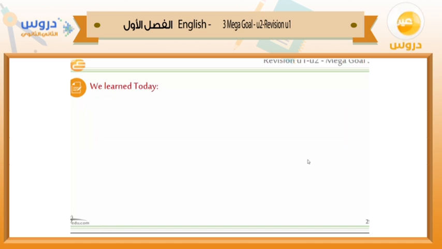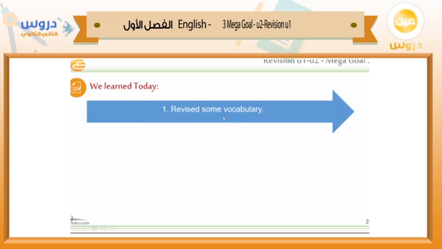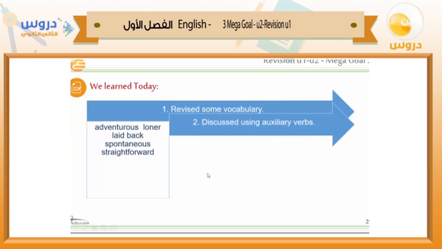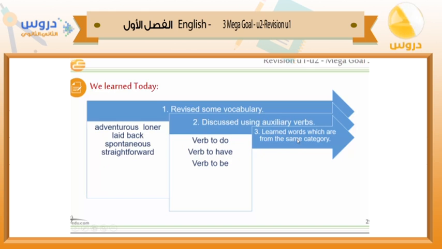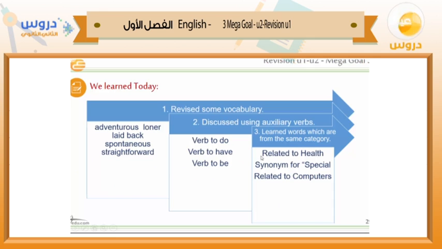Now, this is the end of our today's lesson. Today, we revised some vocabulary like adventurous, lunar, laid back, spontaneous, straightforward. We discussed using auxiliary verbs like verb to do, verb to have, and verb to be. Then we learned words which are from the same category. We have words related to health, a word synonym of special, and words related to computers.